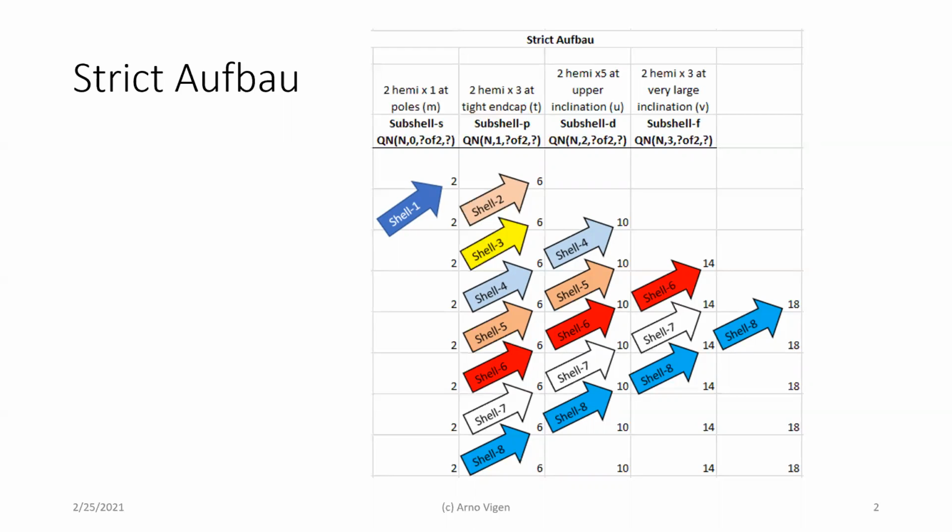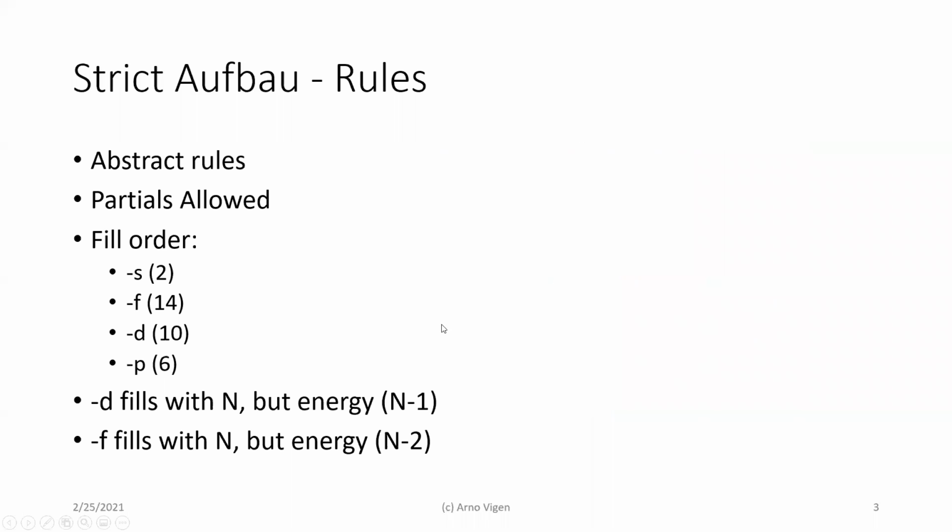So the first shell has 2, the second shell has 2 then 6, the third shell 2 and 6, and the fourth shell has 2, then 10, and then 6, and so on. Now, this filling has a set of rules. They're abstract, numeric rules, okay? First, no partials are allowed. That is, any of those shells, you just fill up a shell until you get that one full, then move to the next one, step by step.